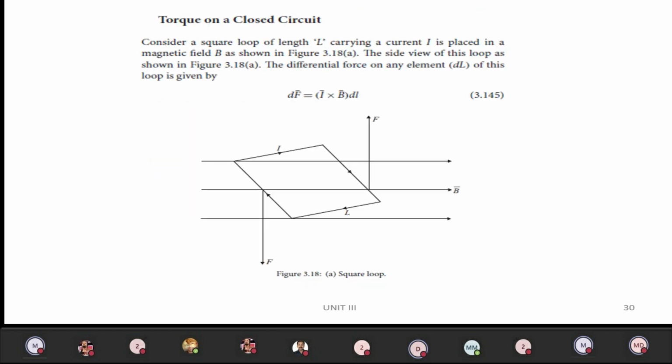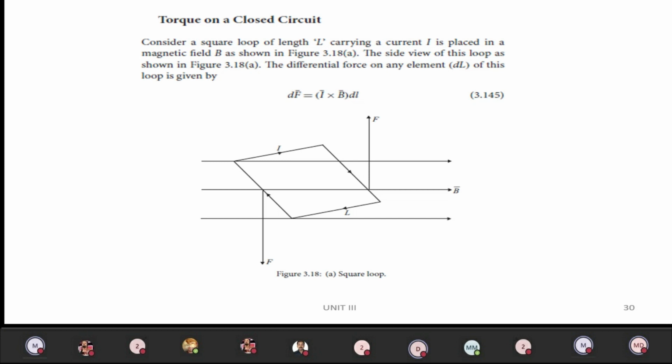The next topic is the torque on a closed circuit. So far we have seen the force; now we will see the torque. We have a closed loop in which there will be forces, and I want to calculate the torque.